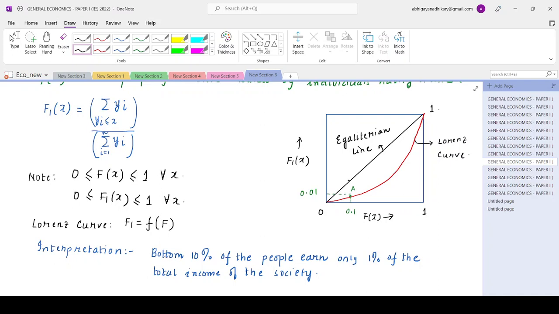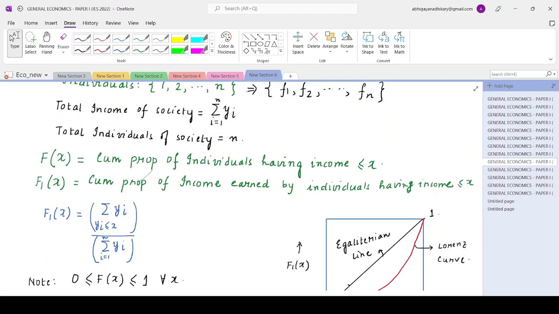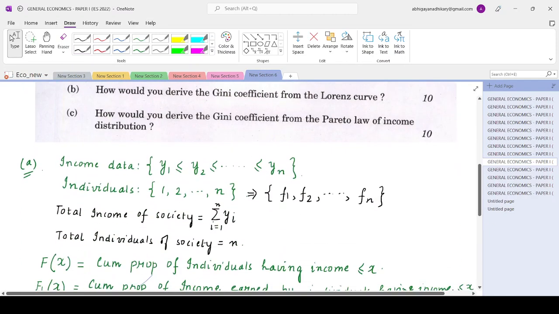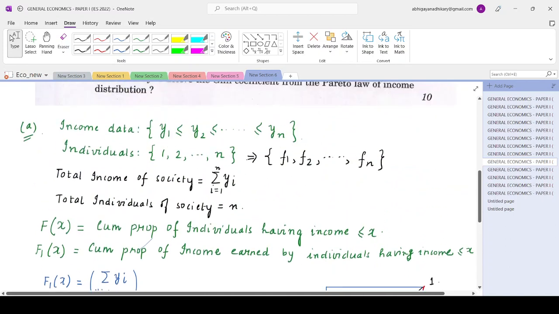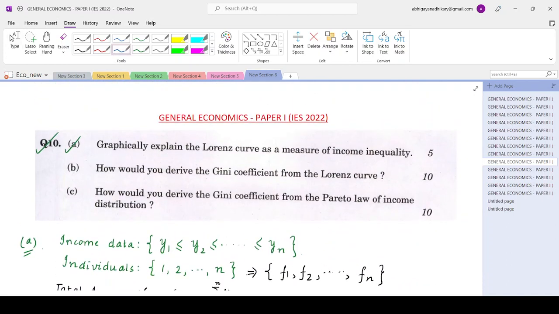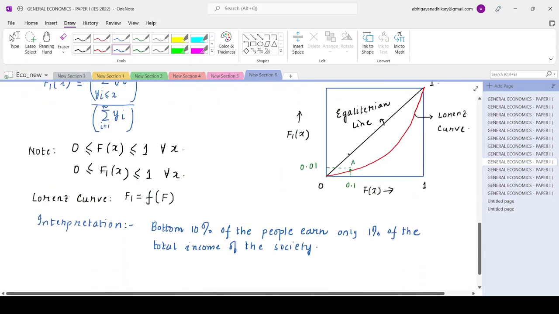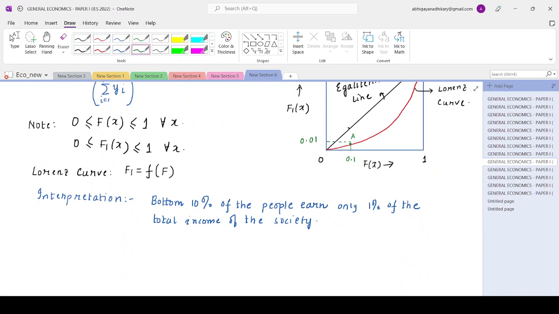So naturally, you can see that the Lorenz curve can very well depict the degree of inequality faced in a society. So the Lorenz curve is basically plotting f1 as a function of f, where f1 and f are defined in this way. The notations might have been different in your earlier case, but the interpretations remain the same. So we have explained graphically the Lorenz curve as a measure of income inequality. Now let's move on to part B: how would you derive the Gini coefficient from the Lorenz curve? That's fairly easy.